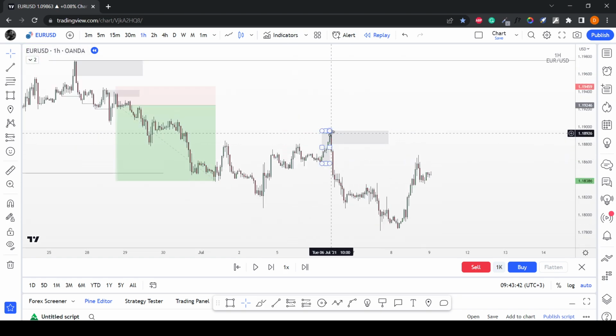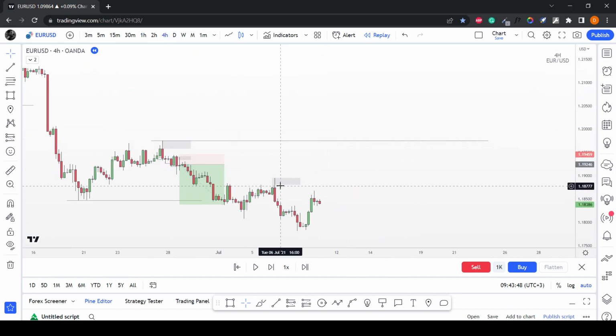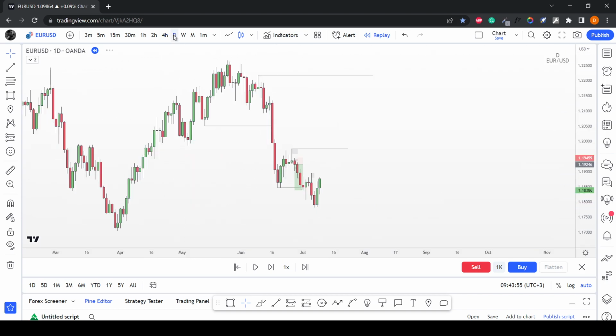So I see maybe this move is a nice move from 4 hours. Again, let's just quickly check. Yeah, it's a structural move from 4 hours and a mitigation of this zone on 4 hours. I can say I really like this place on daily.